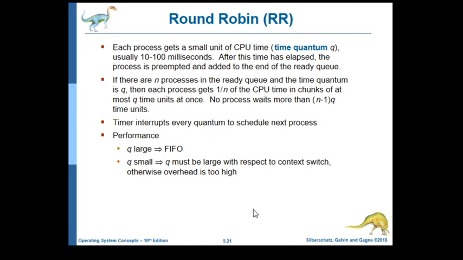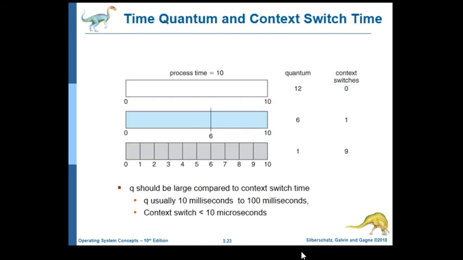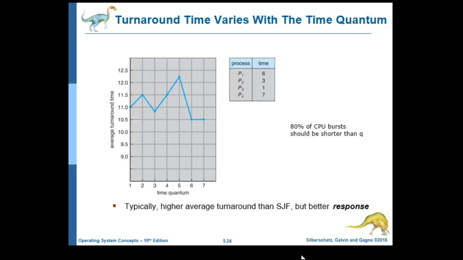A rule of thumb is that 80% of the CPU bursts should be shorter than the time quantum. Okay, so we look at this slide.